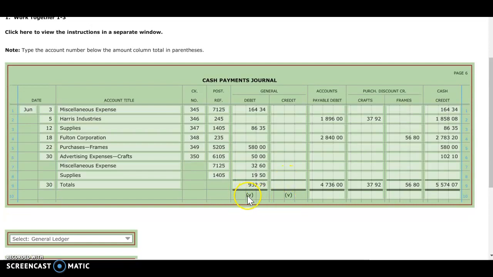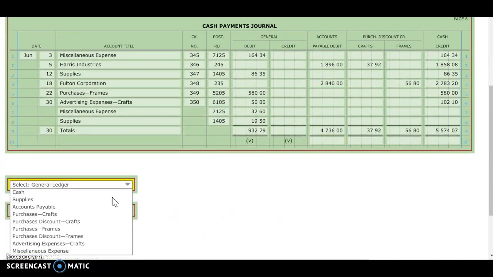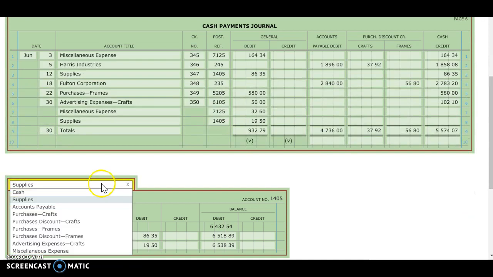So notice that they have put these little V's, these are supposed to be little check marks underneath our general debit and credit totals because we don't post those. Those have been posted individually. Okay, we see our accounts payable debit total. We are going to post that. So we're going to go to our general ledger. We're going to find our accounts payable.